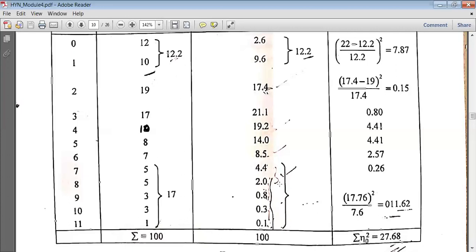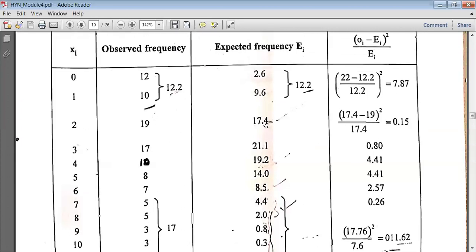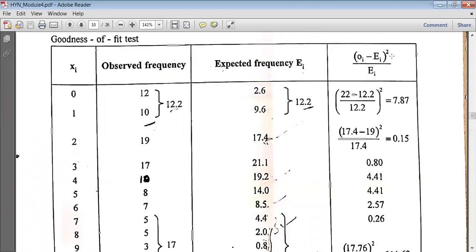So if you are merging any values here in the expected frequency, the same row values you have to merge in the observed frequency also. Then you have to add all the 5 values, right? If I add all the 5 values, I will get 17 here. Once you have completed this step, the next step is you have to calculate (OI minus EI) the whole square divided by EI. The same formula for chi-square test we have to use here. What is OI? OI is the observed frequency, EI is the expected frequency.